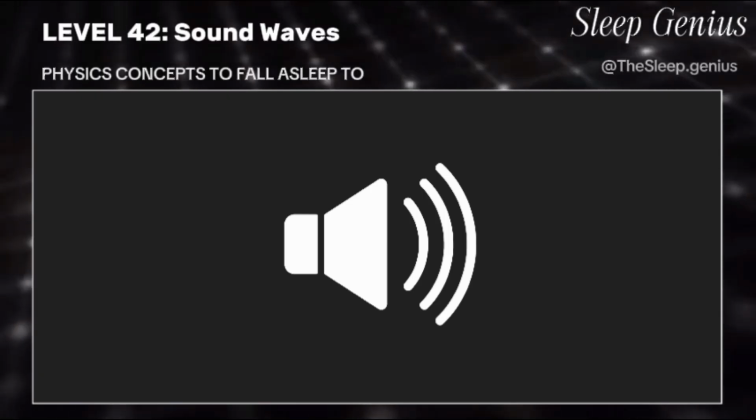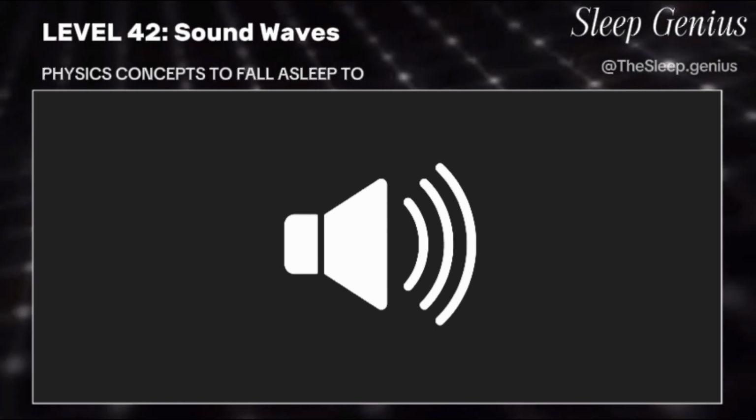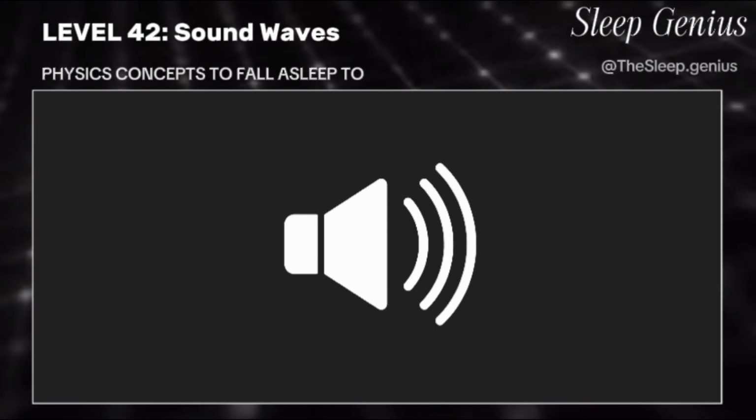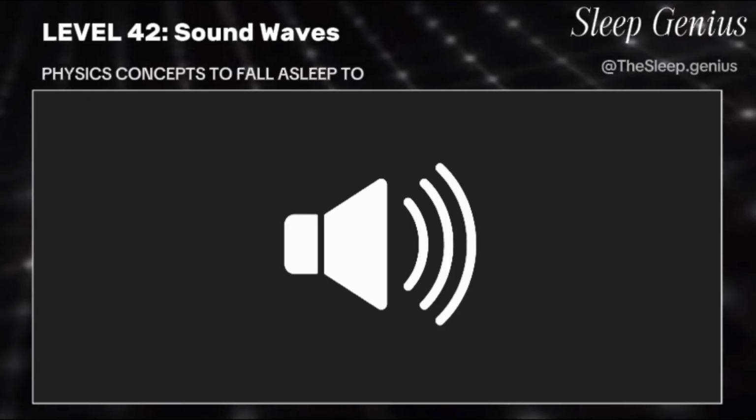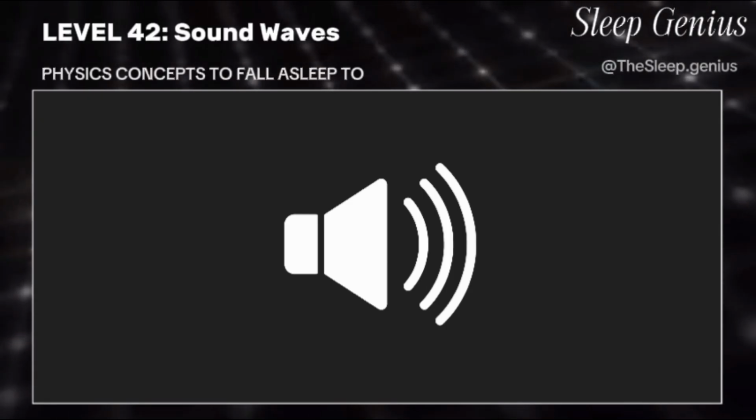Sound waves have important qualities such as frequency, wavelength, and amplitude. Frequency decides how high or low a sound is. Amplitude controls how loud the sound feels. Wavelength is the distance between repeating parts of the wave. Sound exists as compressions and rarefactions, where particles crowd together and spread apart.